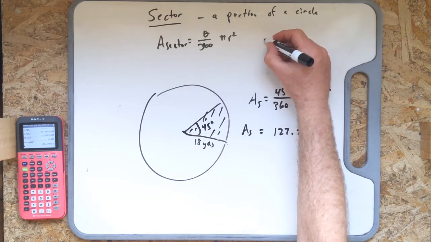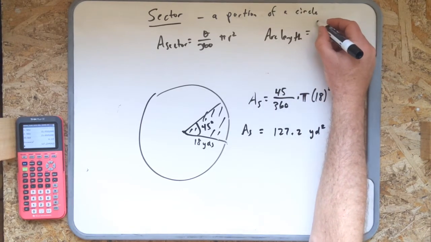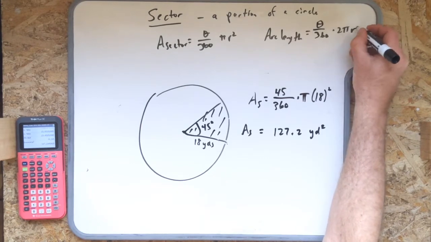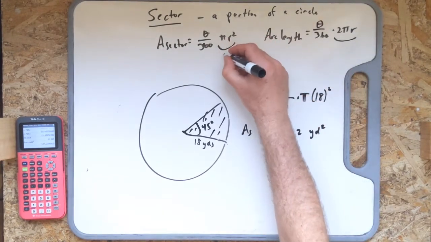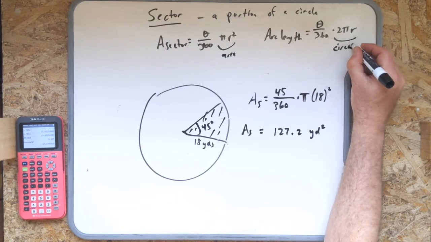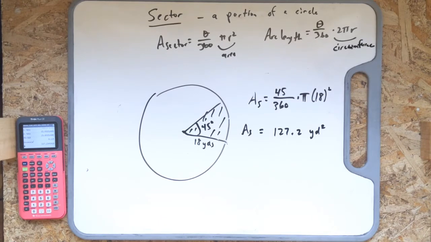Before I give you a couple problems to do yourselves, just notice this is very similar to the formula you had for arc length. I'm going to write that up here as well. That was theta over 360 times 2 pi r. So this is a fraction of the area, and this is a fraction of the circumference of the circle, which is the total distance around it.